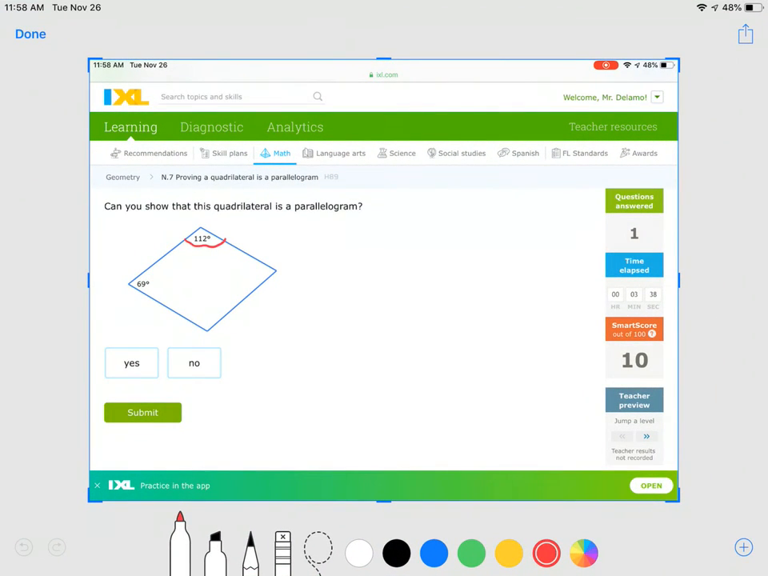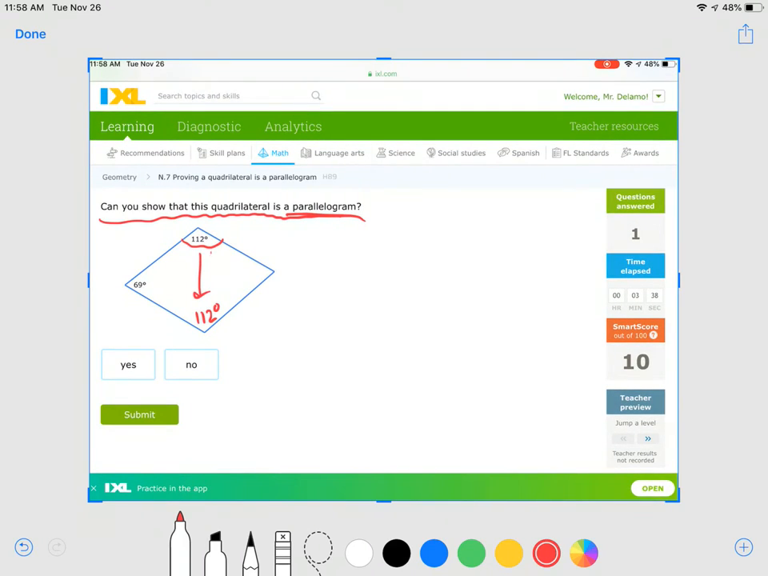So we can't assume that this is 112 down here, because they're asking us if it's a parallelogram. Can you show that this is a parallelogram? So we're not allowed to assume that it is, in which case we would be able to make the conclusion that it's 112 and that this is 69, but we can't do that. And we also cannot use the fact that all four angles add to 360. We can't do that because the equation would be 69 plus 112 plus something for the bottom angle.